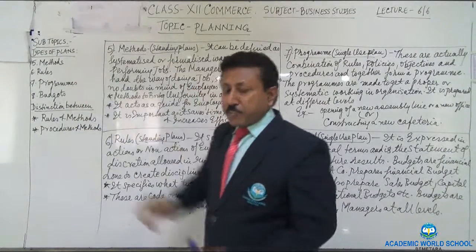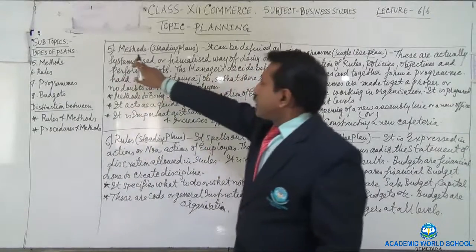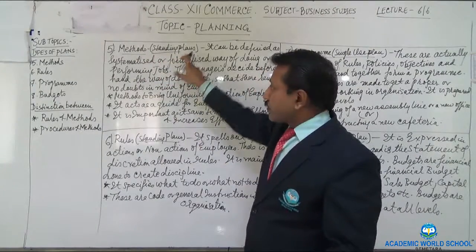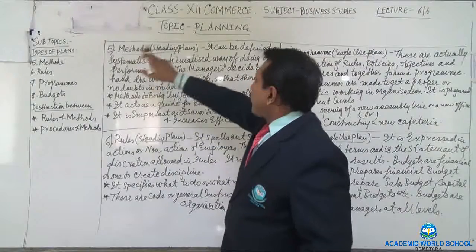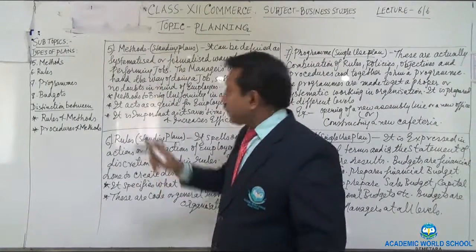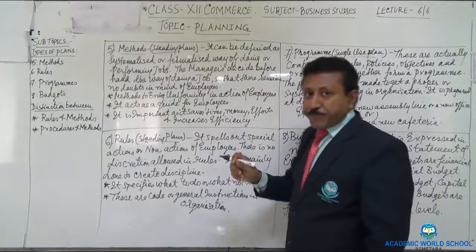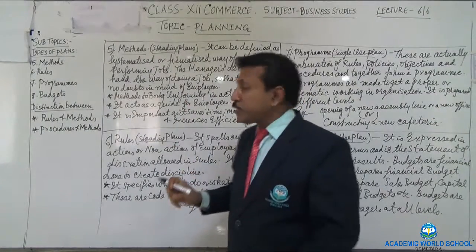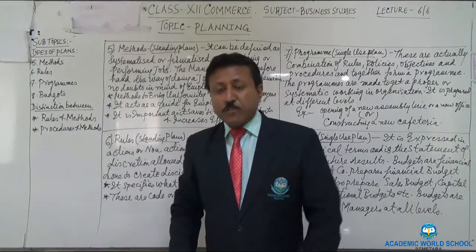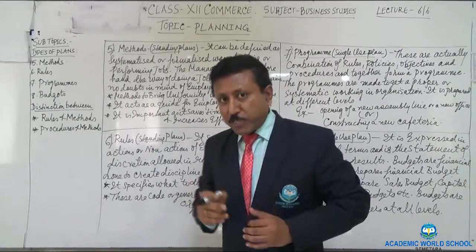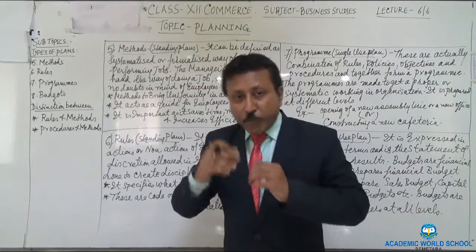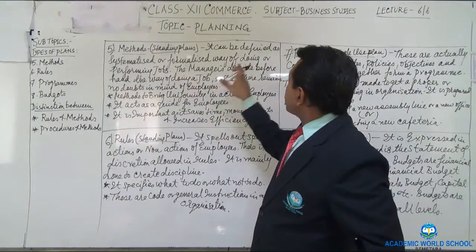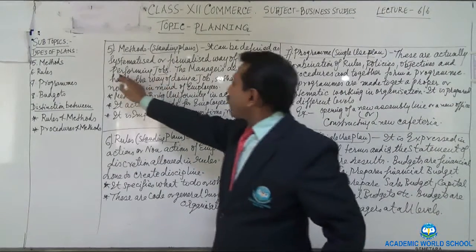The first type of plan is methods. You can see here they have written about methods. A method is a standing plan, that means it is a sort of repeat plan, and it can be defined as a systematized or formalized way of doing or performing jobs. That means it is a proper, formal way of doing things, how to do a thing. That is called a method.